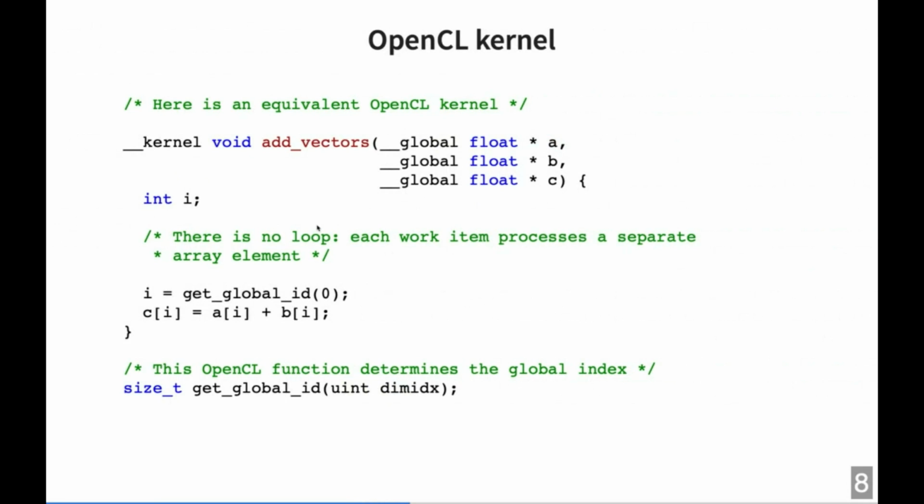So here, whereas in CUDA we had this double underscore global double underscore void function name to specify the execution space, the OpenCL analog is this double underscore kernel, with no trailing underscore, you'll note.